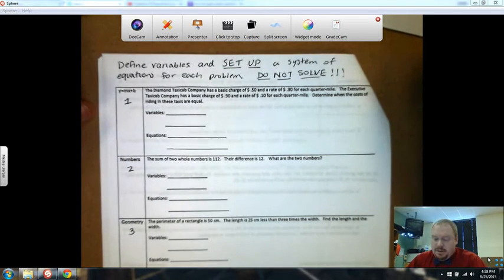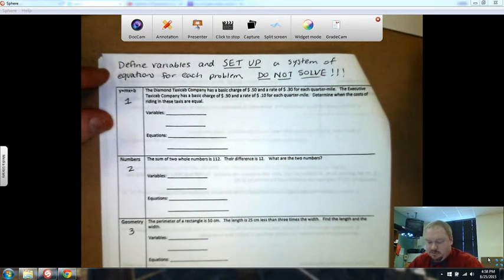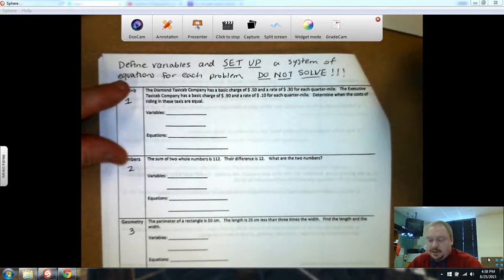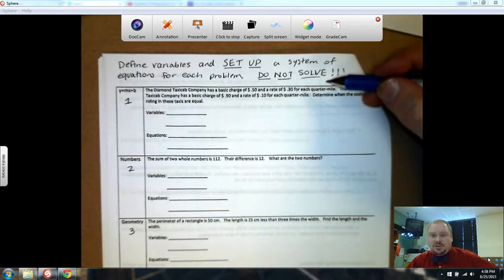The Diamond Taxi Cab Company has a basic charge of 50 cents and a rate of 30 cents for each quarter mile. The Executive Taxi Company has a basic charge of 90 cents and a rate of 10 cents for each quarter mile. Determine the costs of riding in these taxis when the costs are equal. Now, you are not being asked to solve these. Do not solve them, just write them.